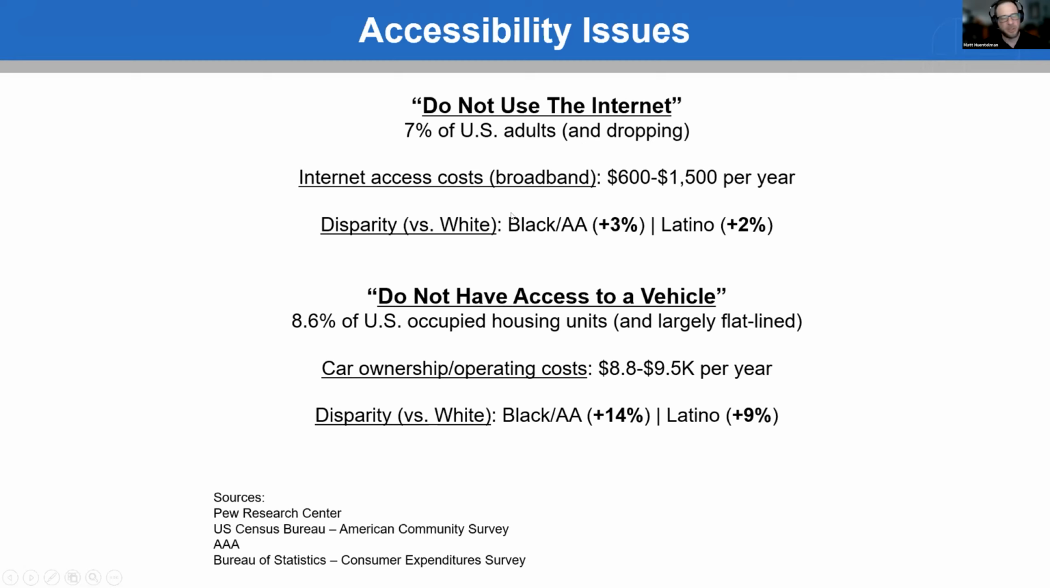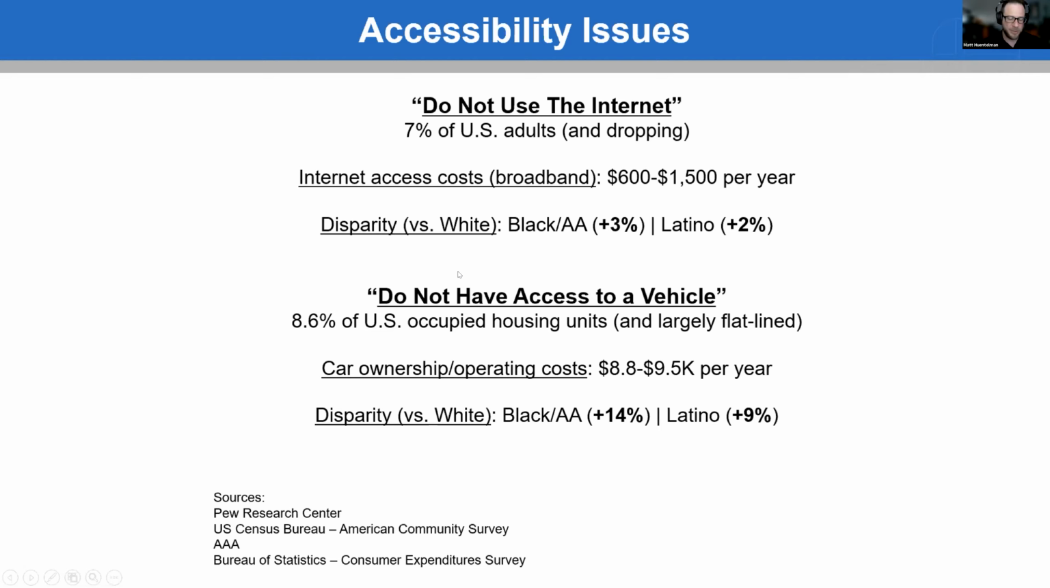I also want to note the cost. So to own a vehicle and operate it, it's been estimated to be around $8,000 to $9,000 per year. And access to the internet, assuming different internet prices, but also sort of the most expensive approach, which would be broadband, it's around $600 to $1,500 a year. So much more affordable than owning a vehicle.